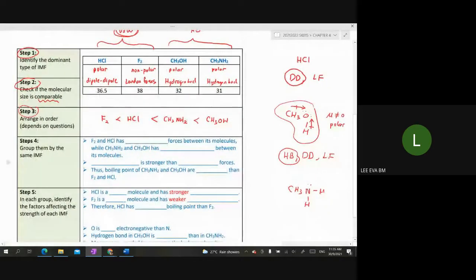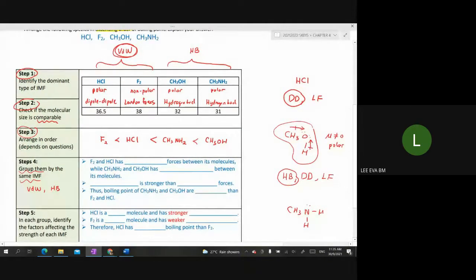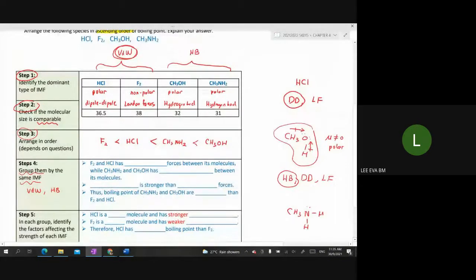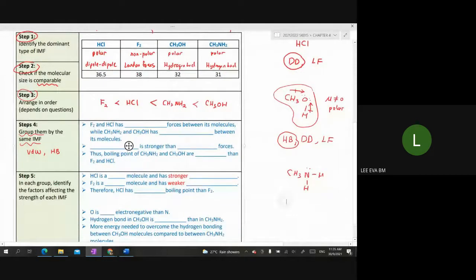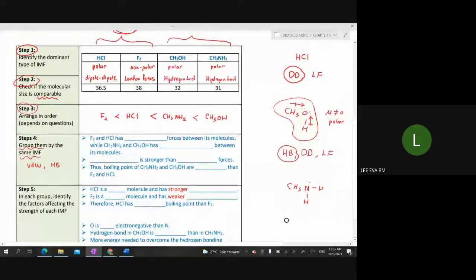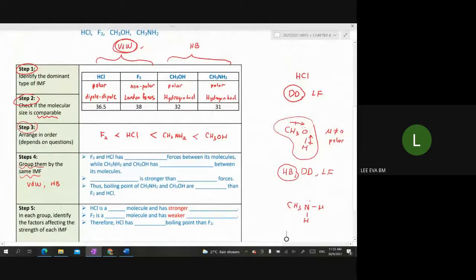Right. So step 4, let's just construct the sentence over here, and Madam give you the blanks to fill in. So you have the idea. What should we do? So step 4, you need to group them by the same intermolecular forces. So in this case, we classify them into van der Waals and also hydrogen bond. Okay, we group them like just now Madam wrote on the top. F2 and HCl has, what forces do we have? F2 HCl have what forces between their molecules? So what forces should I fill in the blank?